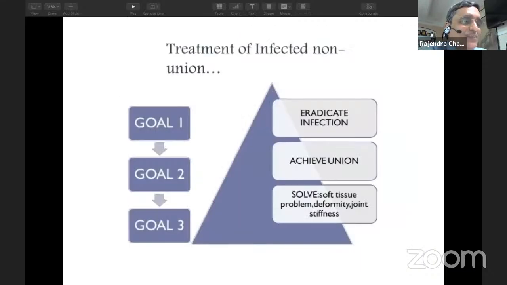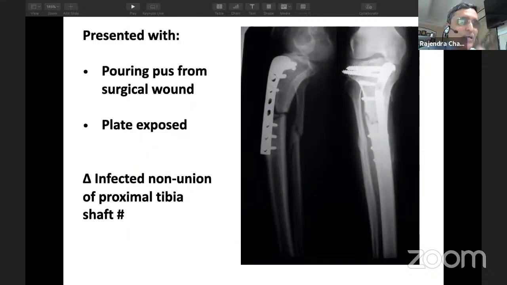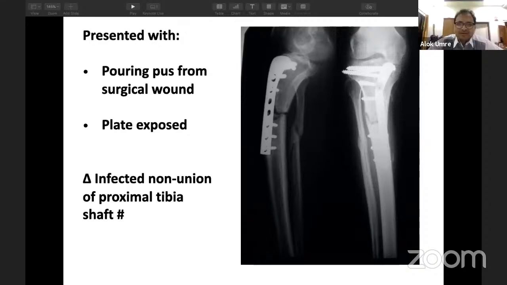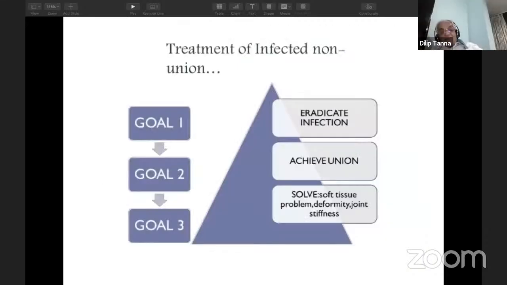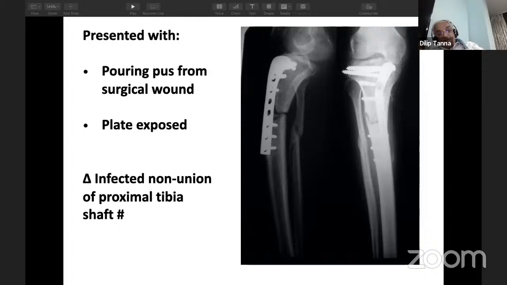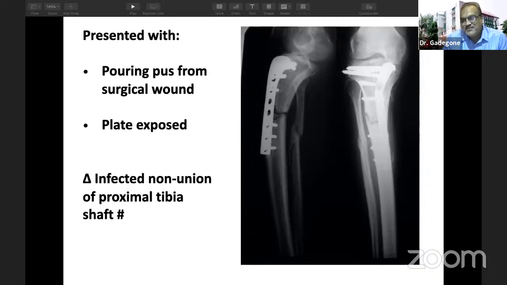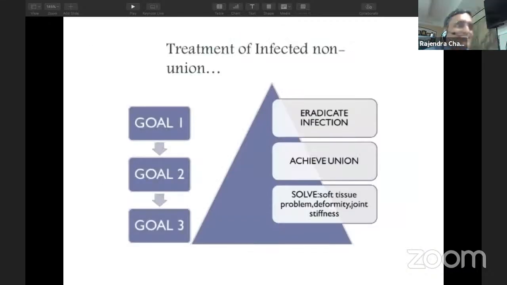Please proceed. So you have two problems: non-union and infection. Yes, both. The first correction is the infection, then the non-union. Sir, the non-union will need double plating and a bone grafting. Yes, but he is going to present something else. Ilizarov? No, sir, not Ilizarov.